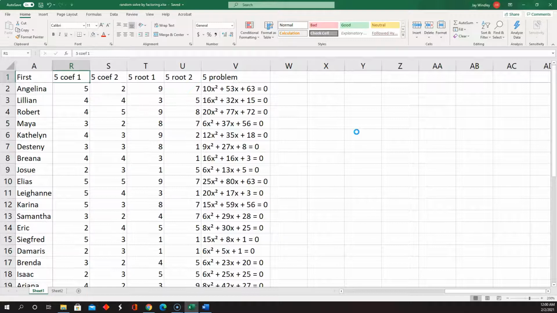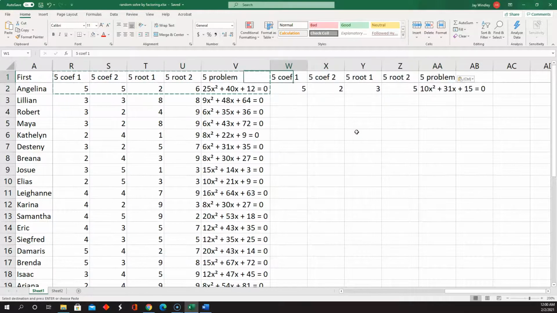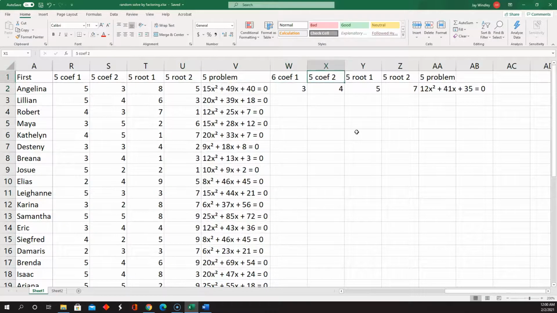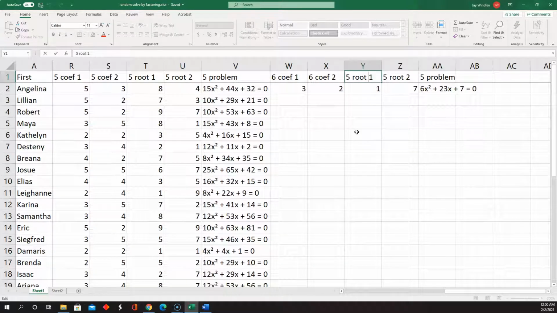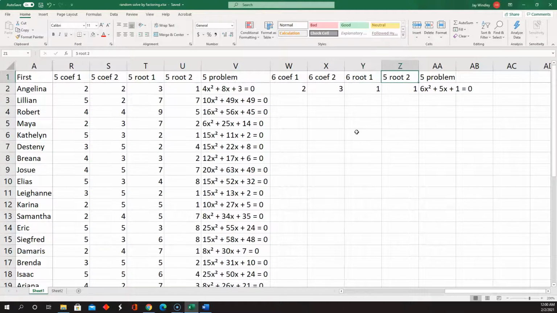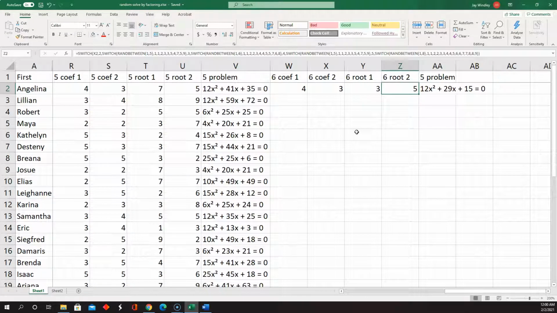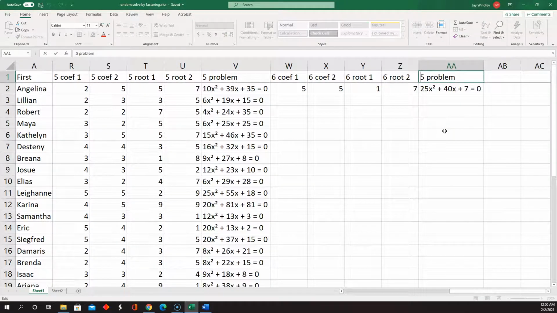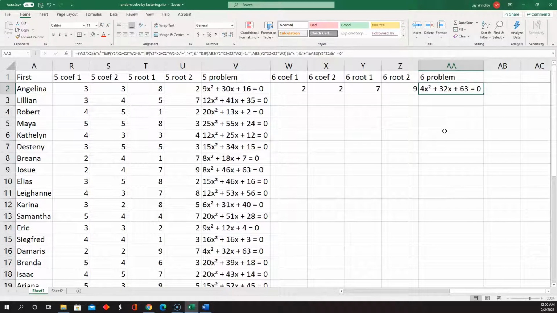Now, one more problem on this quiz. We're going to do all of that stuff exactly the same. Problem 6, coefficient 1. Problem 6, coefficient 2. Problem 6, root 1. Problem 6, root 2. Of course, I know that's not really a root. I could call it the constant term or whatever. And then this is going to be problem 6 problem.